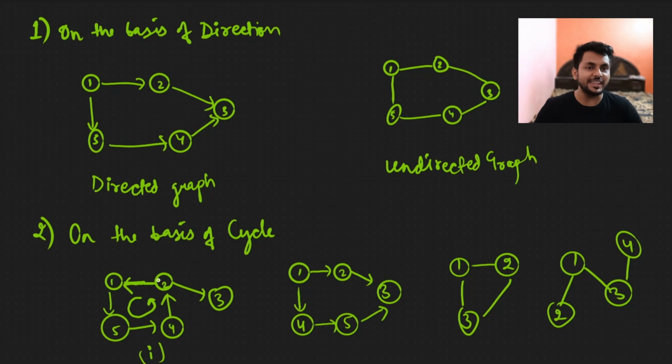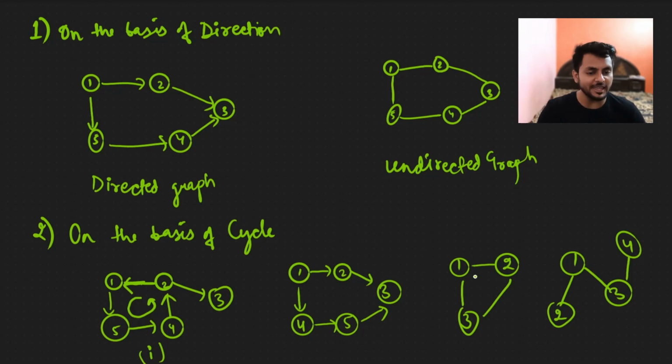So what is a cycle in a graph? A cycle in a graph is a very simple thing. If you can reach from one node back to that same node through a different path. So here from this one you can go to 2 and again from 2 you can reach 1.